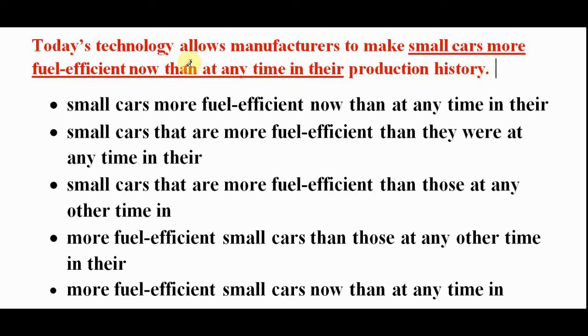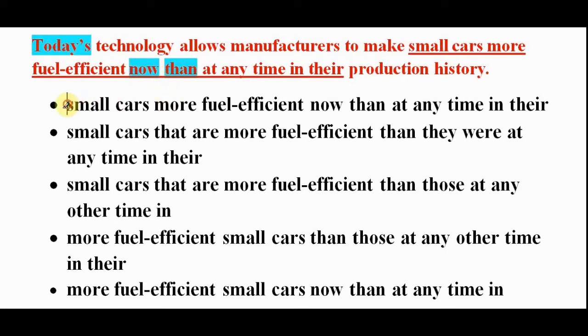Let us begin. It says, today's technology allows manufacturers to make small cars more fuel efficient now than at any time in their production history. So first, this is your comparison marker. But it says today's technology allows manufacturers to make small cars more fuel efficient now. So today's and now, that is called redundancy. Two words should not be used for the same sense, for the same meaning.